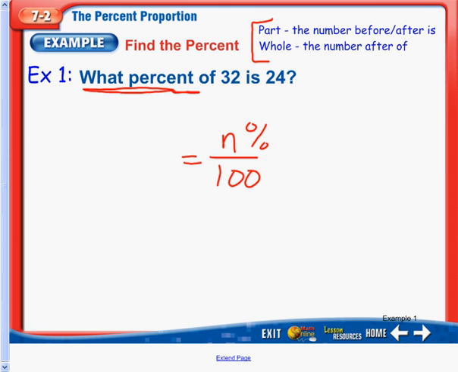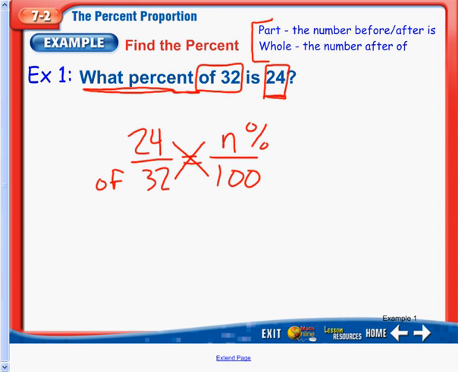Part is the number before or after is. So in this case, is 24. 24 is going to be our part. Part is on top, so we're going to fill in 24 right there. Whole is the number after of, and in this case we have of 32. To help us out here, we're going to write of right next to our denominator of 32. So of 32. Now, once we are at this stage, we just need to cross multiply and divide.